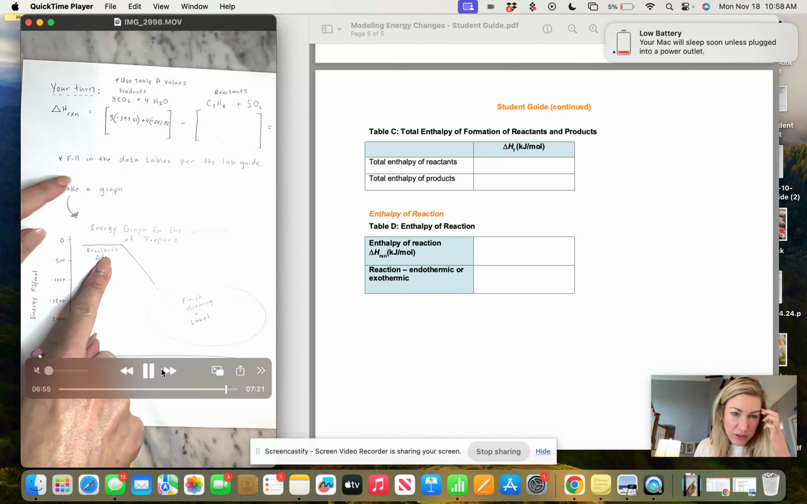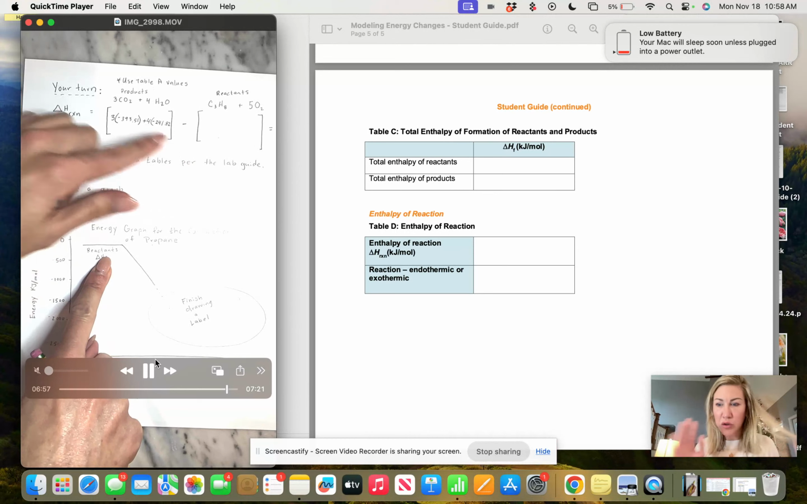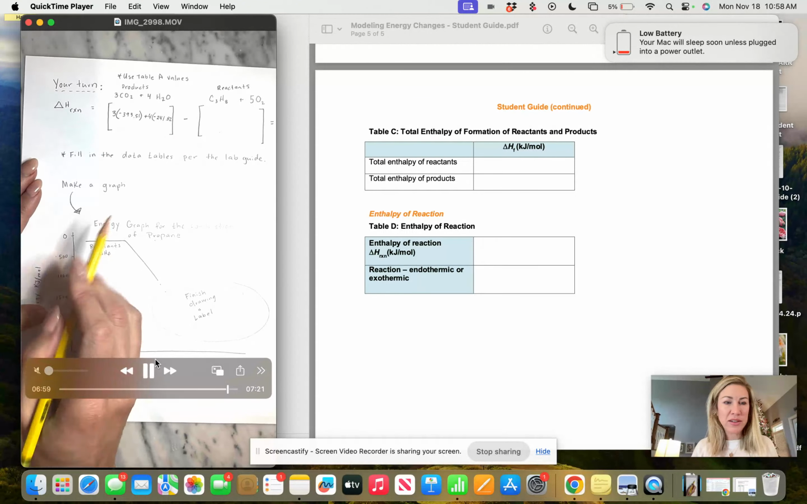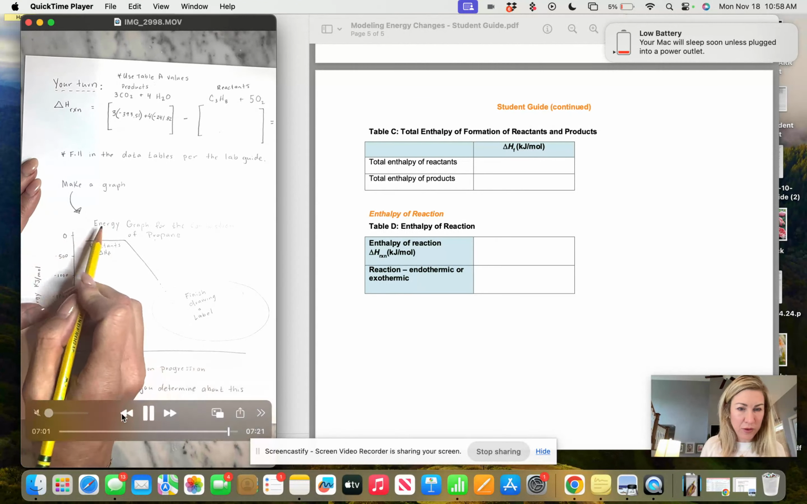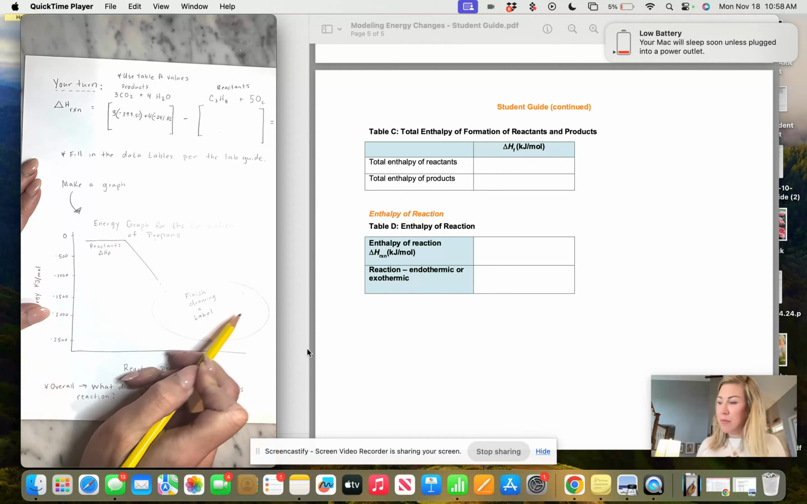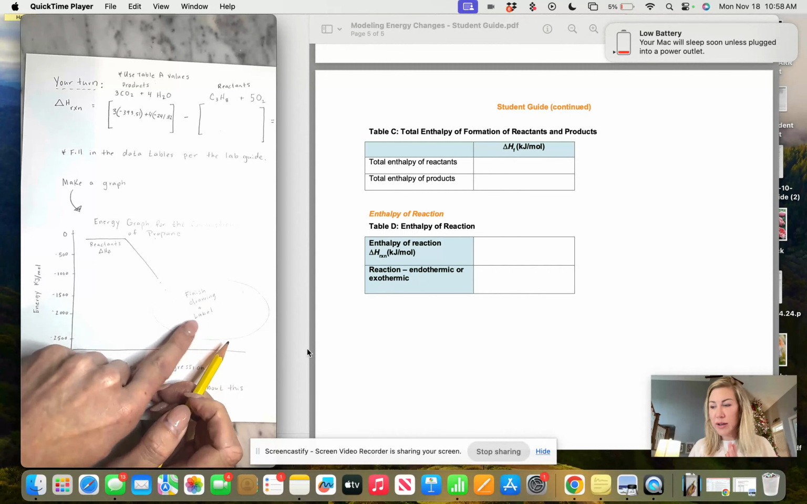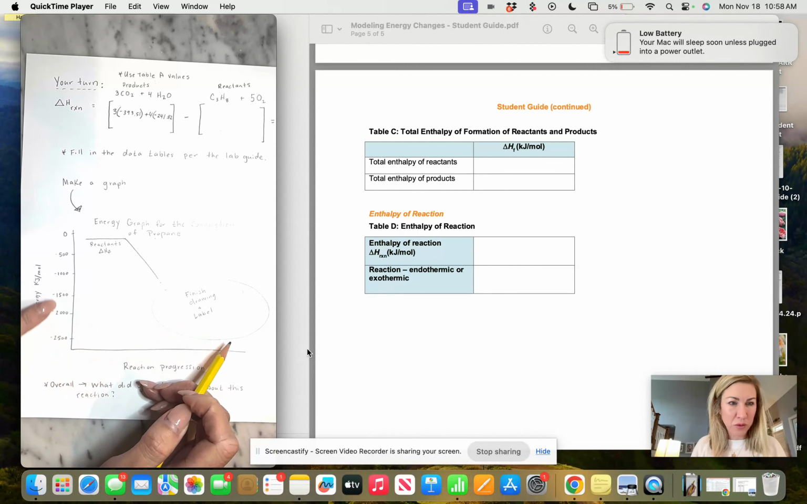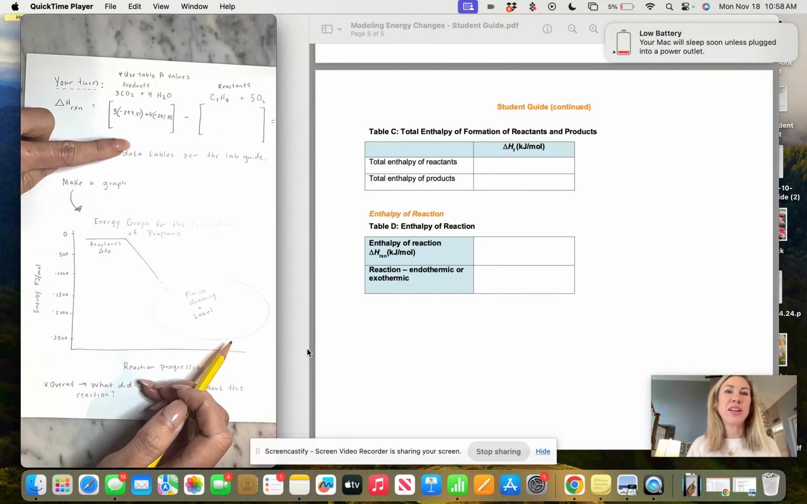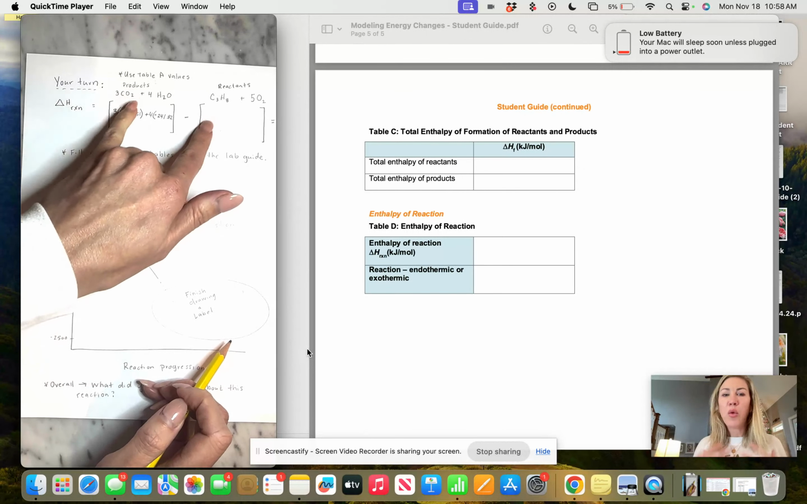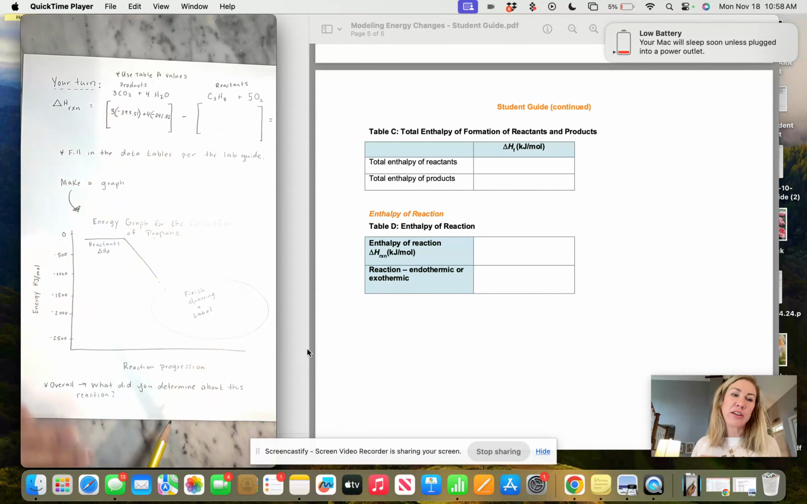And the final part would be, after you've got your graph, just giving me a summary. Let me see if I can move this bar. Last thing I want you to do is overall, what did you determine about this reaction? Was it endothermic? Was it exothermic? How did you know? What is an endothermic reaction? What is an exothermic reaction?